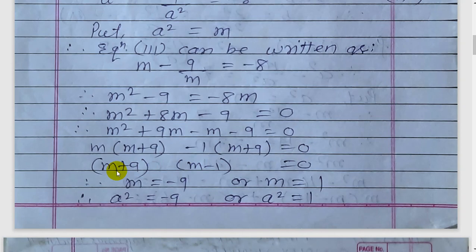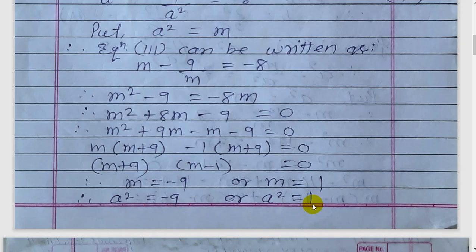Therefore m plus 9 into m minus 1 equal to 0. These are two factors, m plus 9 and m minus 1. So if m plus 9 equal to 0, therefore m equal to minus 9. If m minus 1 equal to 0, therefore m equal to 1. But m is a square. You can check here, a square is m. We resubstitute the value of m here. Therefore, a square equal to minus 9 or a square equal to 1.